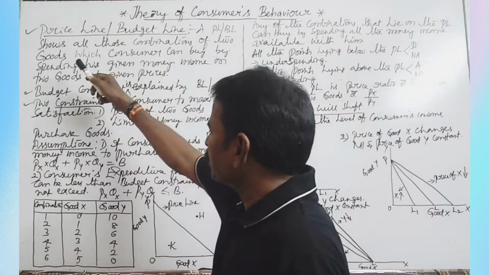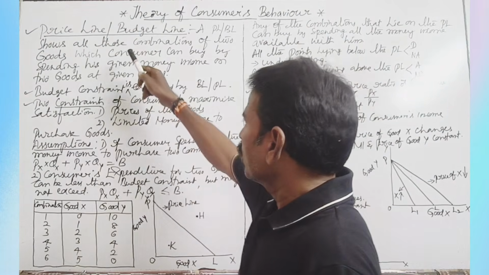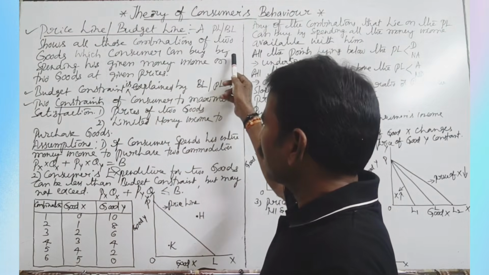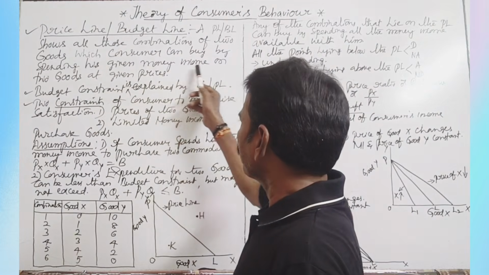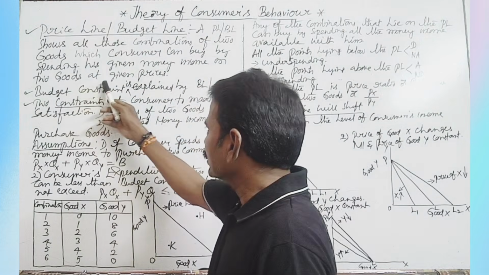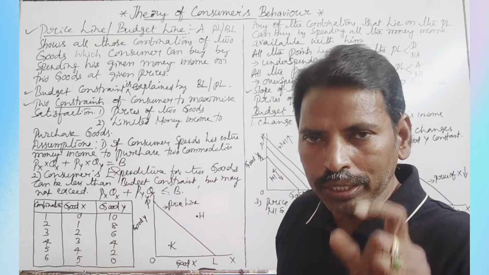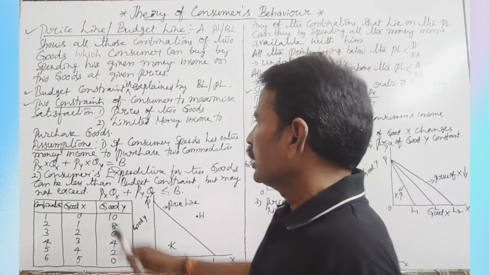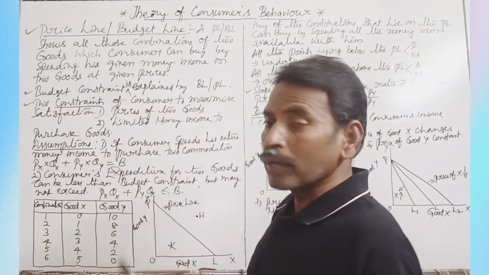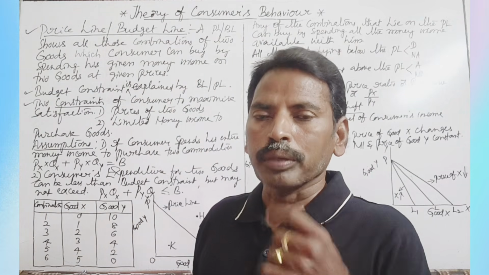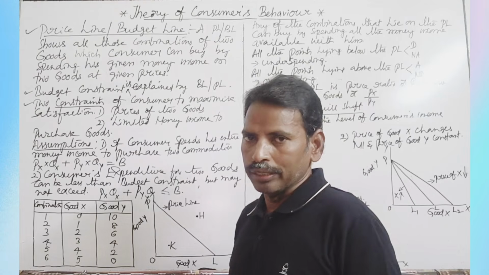A price line or budget line shows all those combinations of two goods which the consumer can buy by spending his given money income on two goods at given prices. This is known as price line or budget line. So budget constraint is explained by price line or budget line.